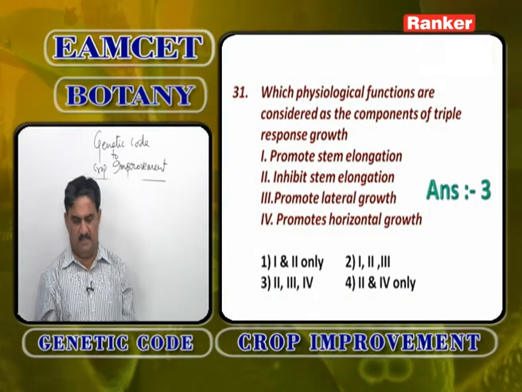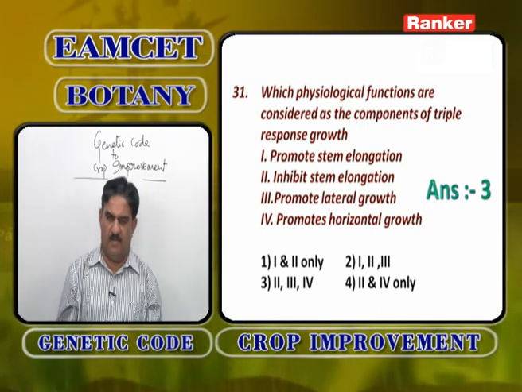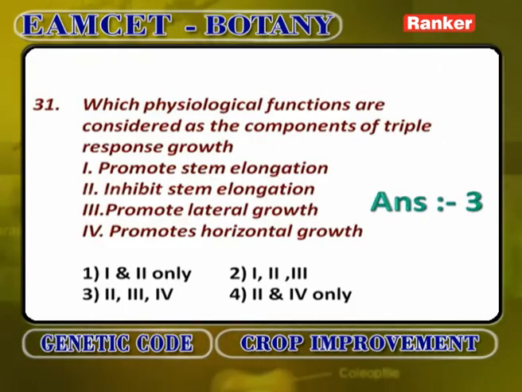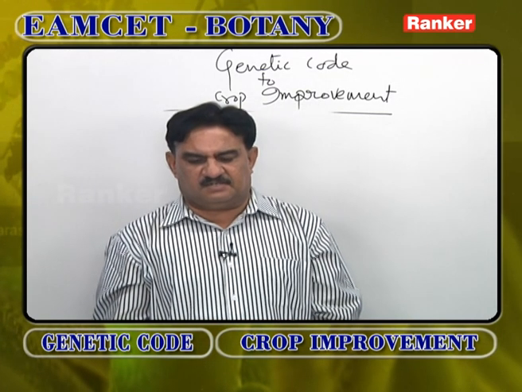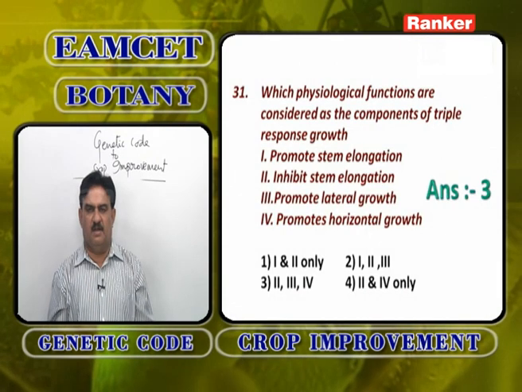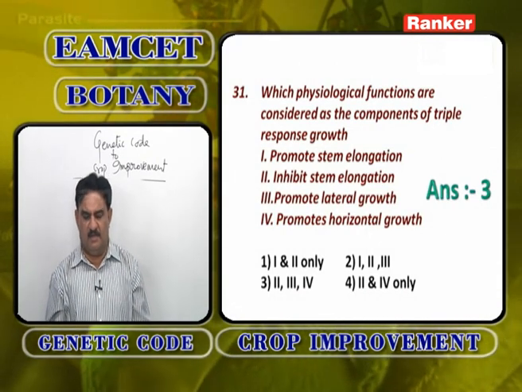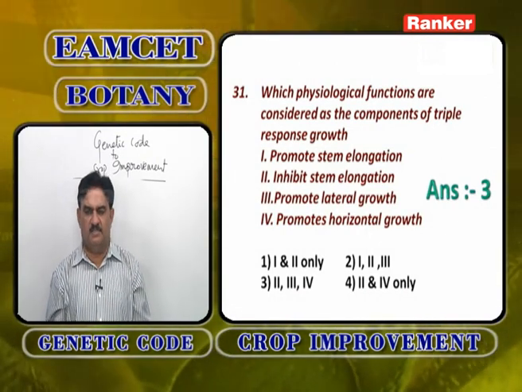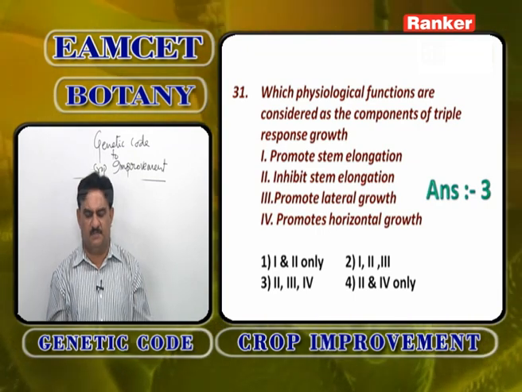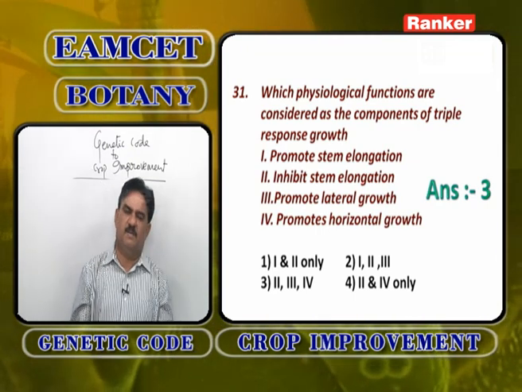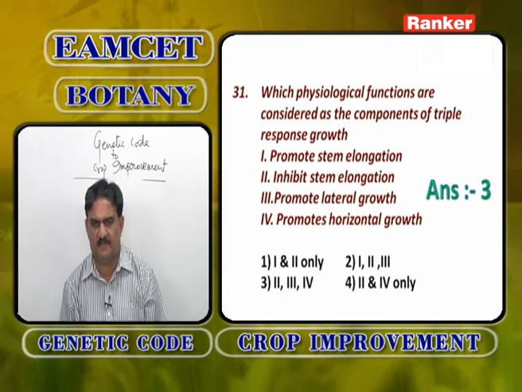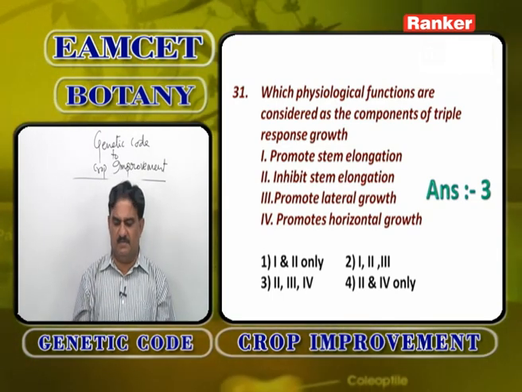Inhibiting stem elongation, promoting lateral growth, lateral branches allowed to grow, promotes horizontal growth. This is transverse geotropism. Promotes stem elongation is wrong. Inhibiting stem elongation, promoting lateral growth in plants, promoting horizontal growth or transverse geotropism in plants. These three are controlled by one phytohormone, that is the gaseous phytohormone which helps in ripening of fruits, that is ethylene.